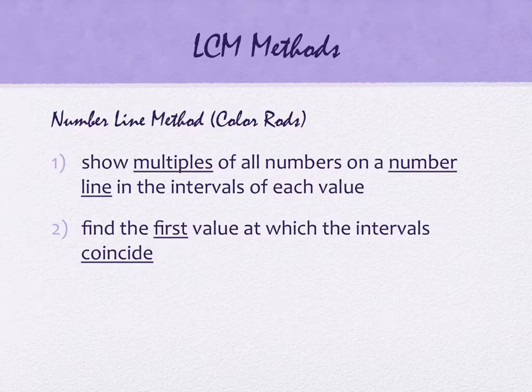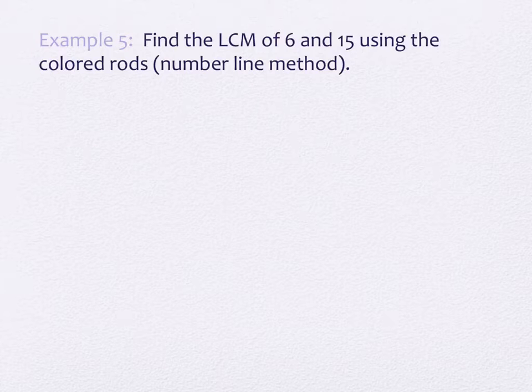This method is a very visual method. What it does is it shows the multiples of numbers on a number line or in sequential rods for each of the values, and then you find the first value at which the intervals coincide. I'll do my best to remember my colored rods next time just to show you what they look like because they're pretty cool. So the way that this would work, here's an example. This is the least common multiple of 6 and 15 that we're going to find, using colored rods or the number line method.